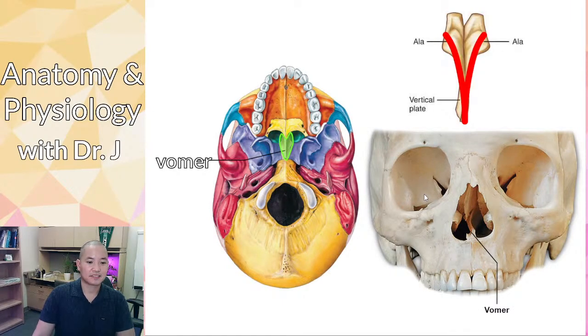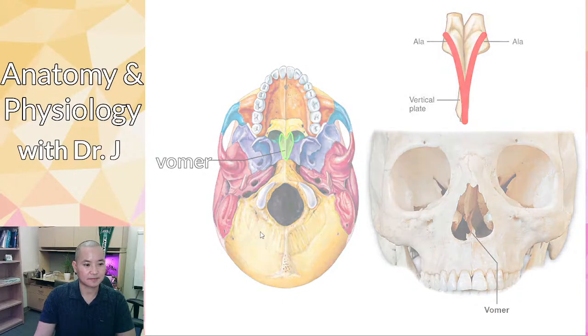The vomer is going to form the bottom part of what we call the nasal septum, which divides your nasal cavity into a left and right side, as we can see here. You can see the vomer if you get rid of the cartilage and all the tissue and look in that part right there.